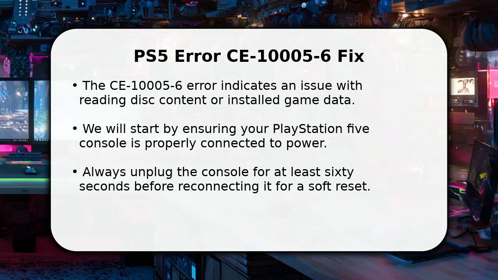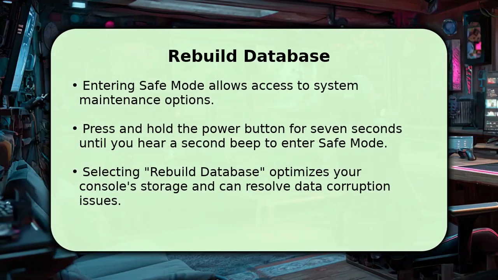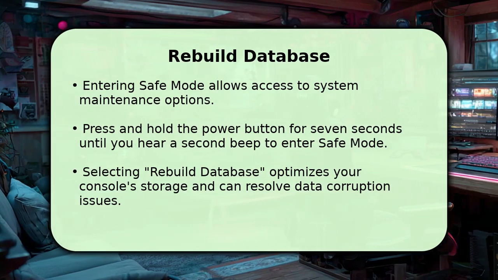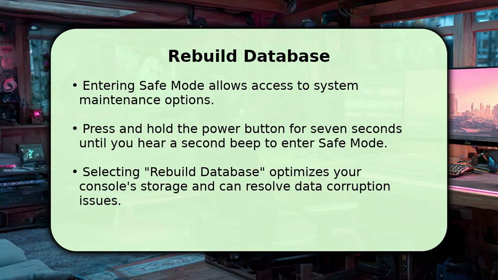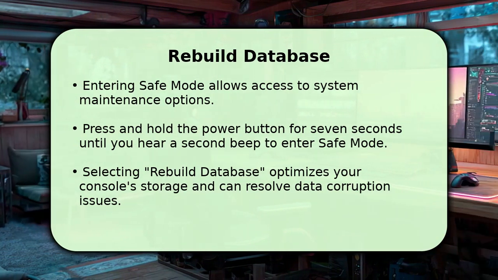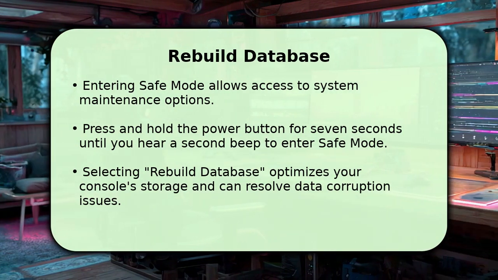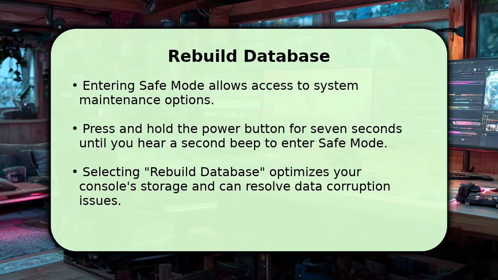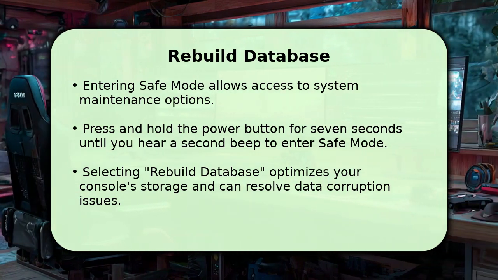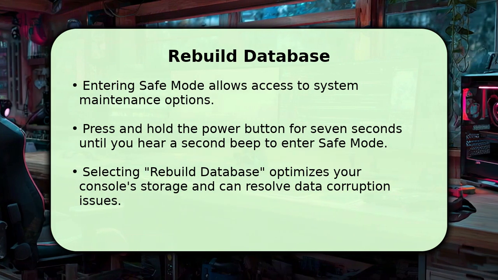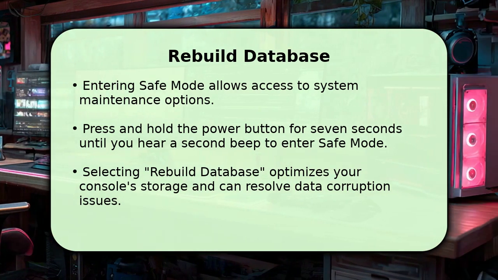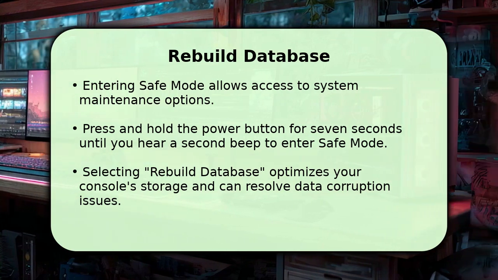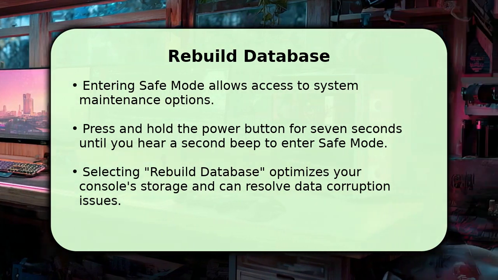temporary glitches. Next, we will try rebuilding your PlayStation 5's database, a common solution for many system errors. Power off your console completely, then press and hold the power button for approximately 7 seconds until you hear a second beep. This puts your console into safe mode. Connect your DualSense controller via a USB cable, select option number 5, Rebuild Database, and let the system optimize your storage, which should take a few minutes.